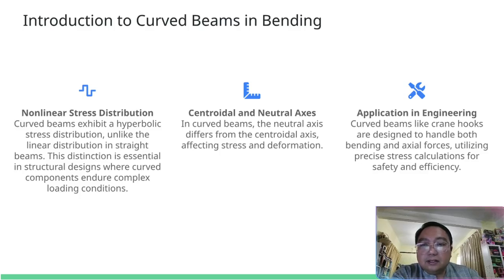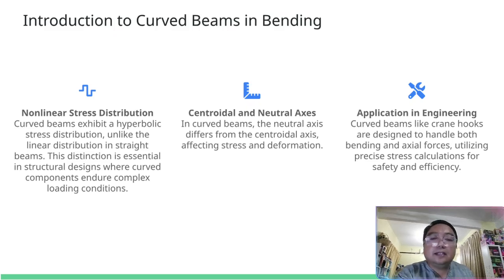Because it is called a non-linear stress distribution, a curve beam exhibits a hyperbolic stress distribution, unlike the linear distribution in a straight beam. This distinction is essential in structural design where curve components endure complex loading conditions. You can see curve beams everywhere in your life. The hook where you put your clothes is actually a curved beam.